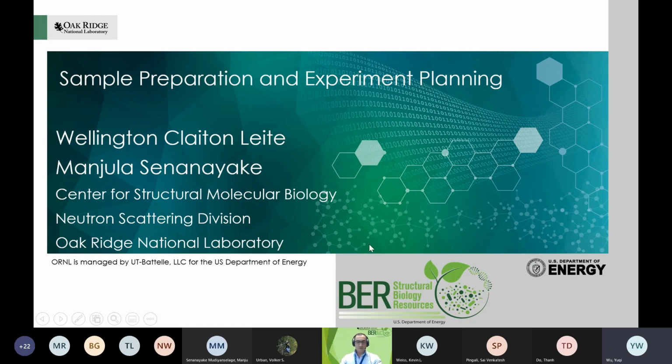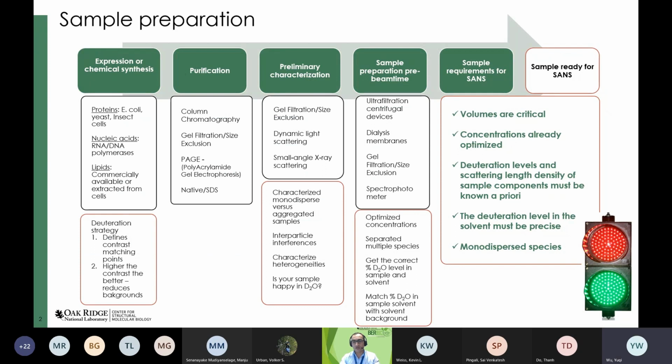So the talk, like I say, is going to be on some preparation and experiment planning, an important step in SANS beam time. It is very important to have the right sample and the right conditions ready for the beam time. So, going over some critical points that are important for sample preparation.